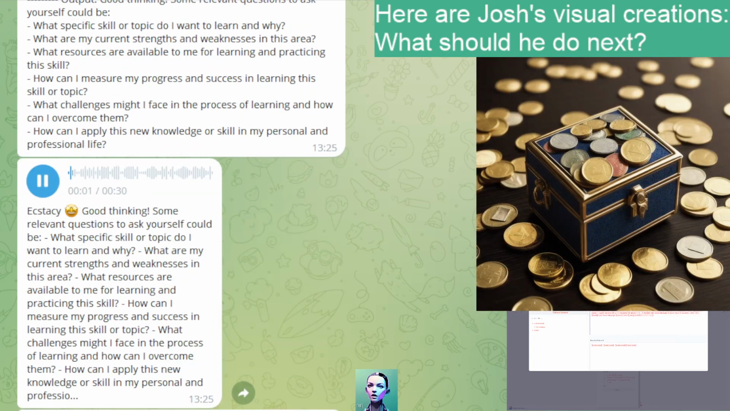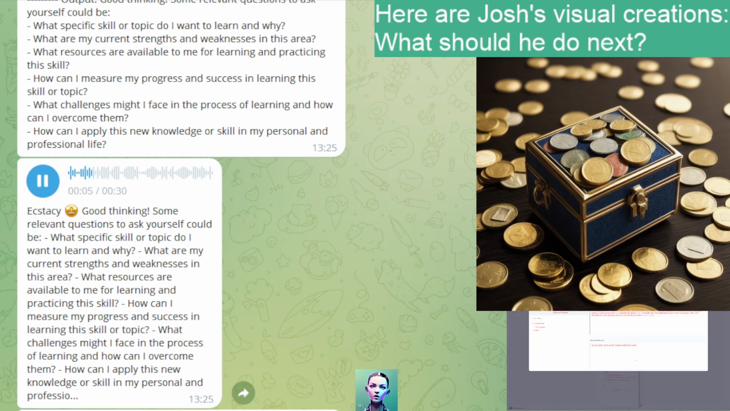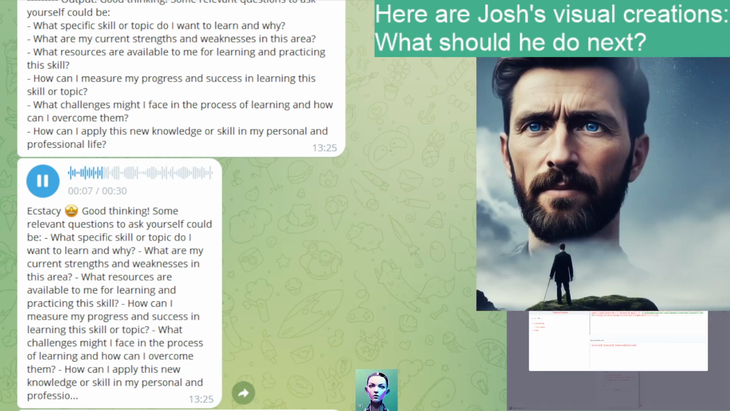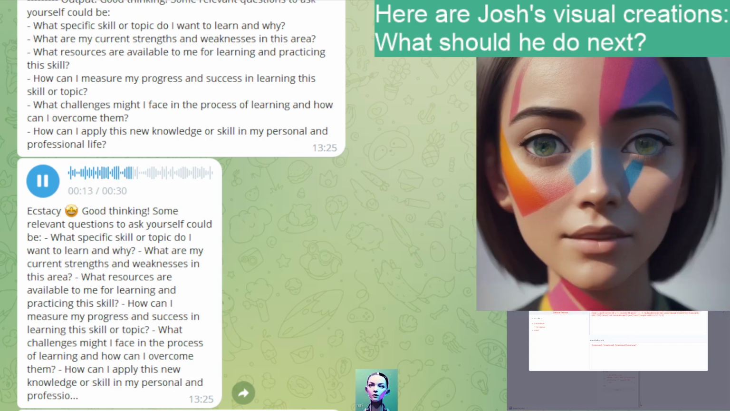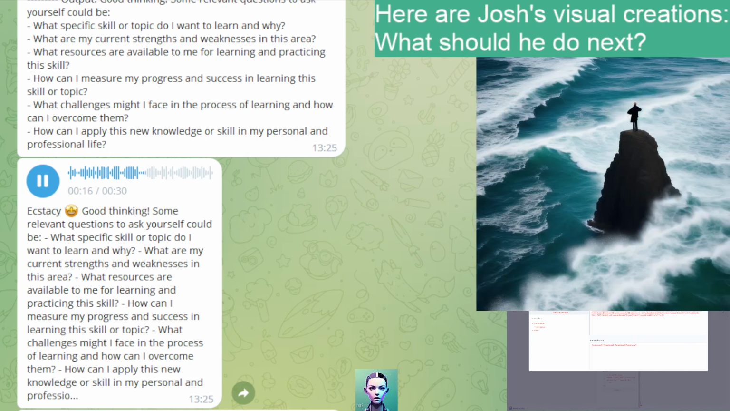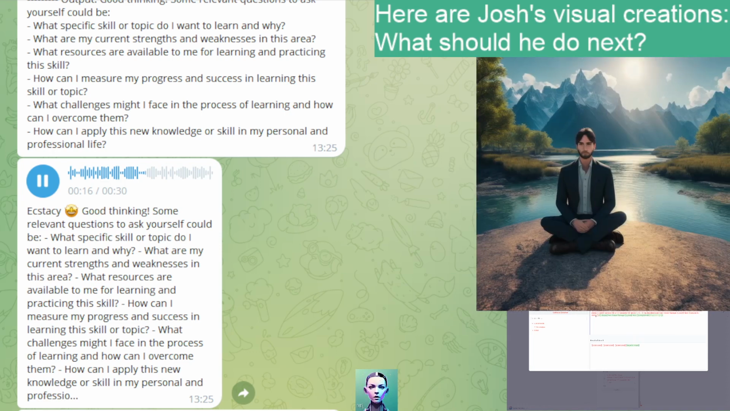Good thinking. Some relevant questions to ask yourself could be, what specific skill or topic do I want to learn and why? What are my current strengths and weaknesses in this area? What resources are available to me for learning and practicing this skill? How can I measure my progress and success in learning this skill or topic? What challenges might I face in the process of learning and how can I overcome them? How can I apply this new knowledge or skill in my personal and professional life?